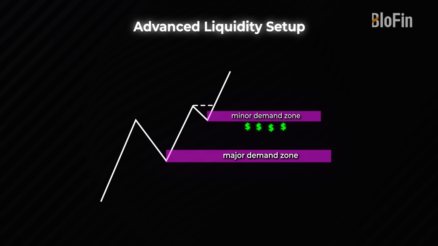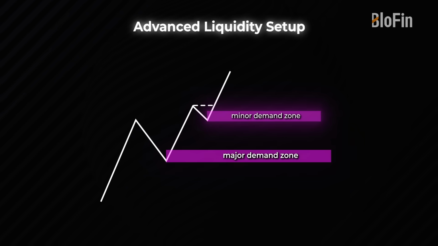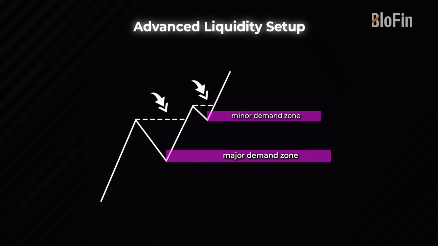So, how do we know whether a supply or demand zone is considered major or minor? Simple. We look at the break of structure that formed after.